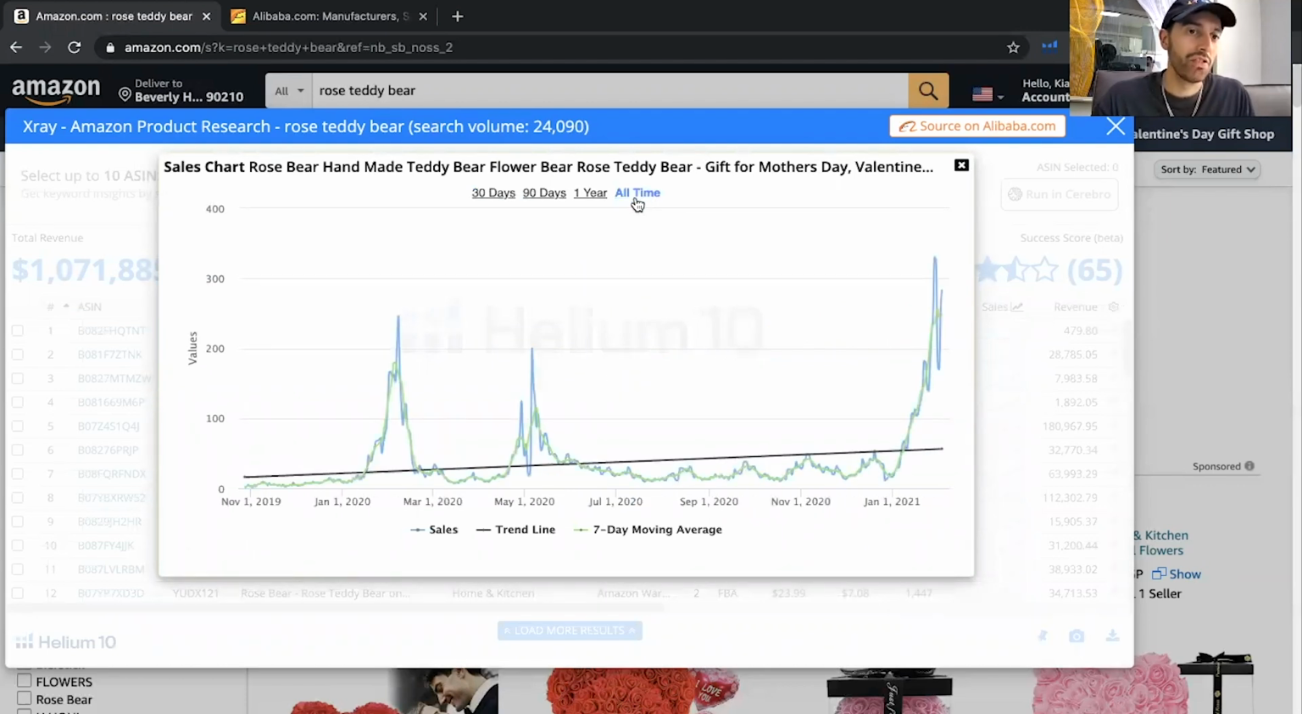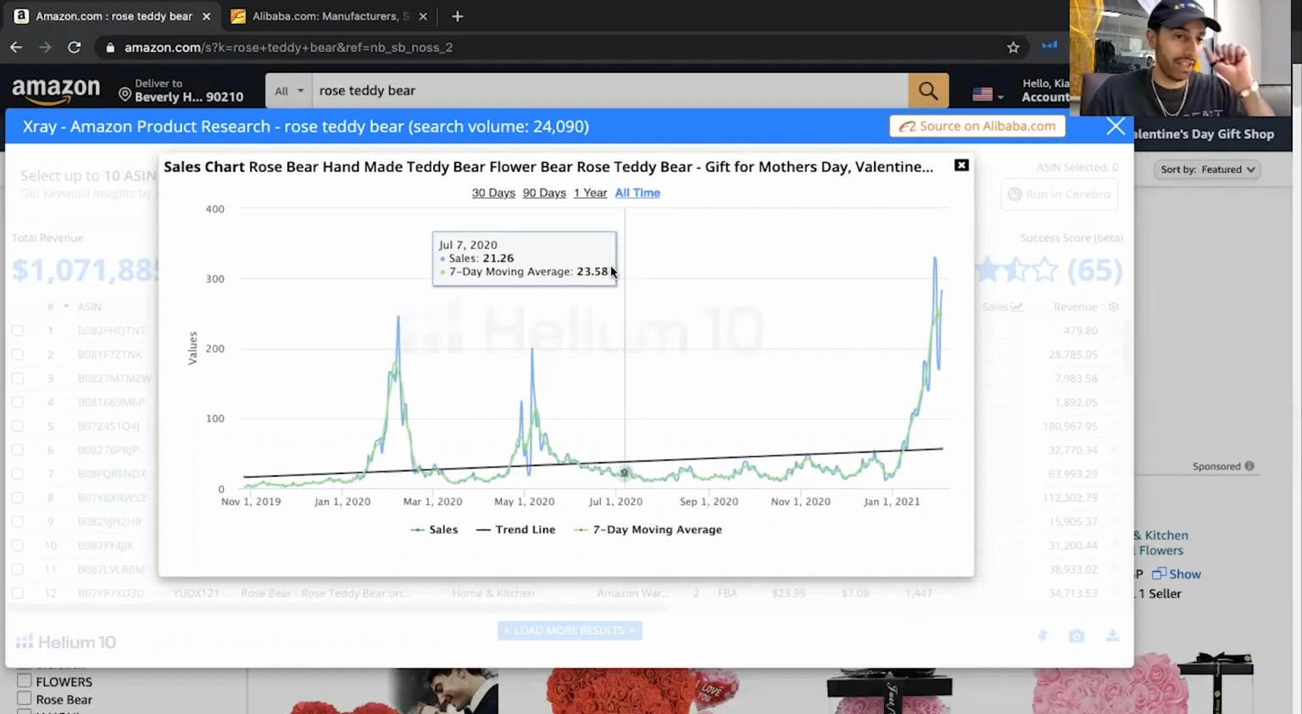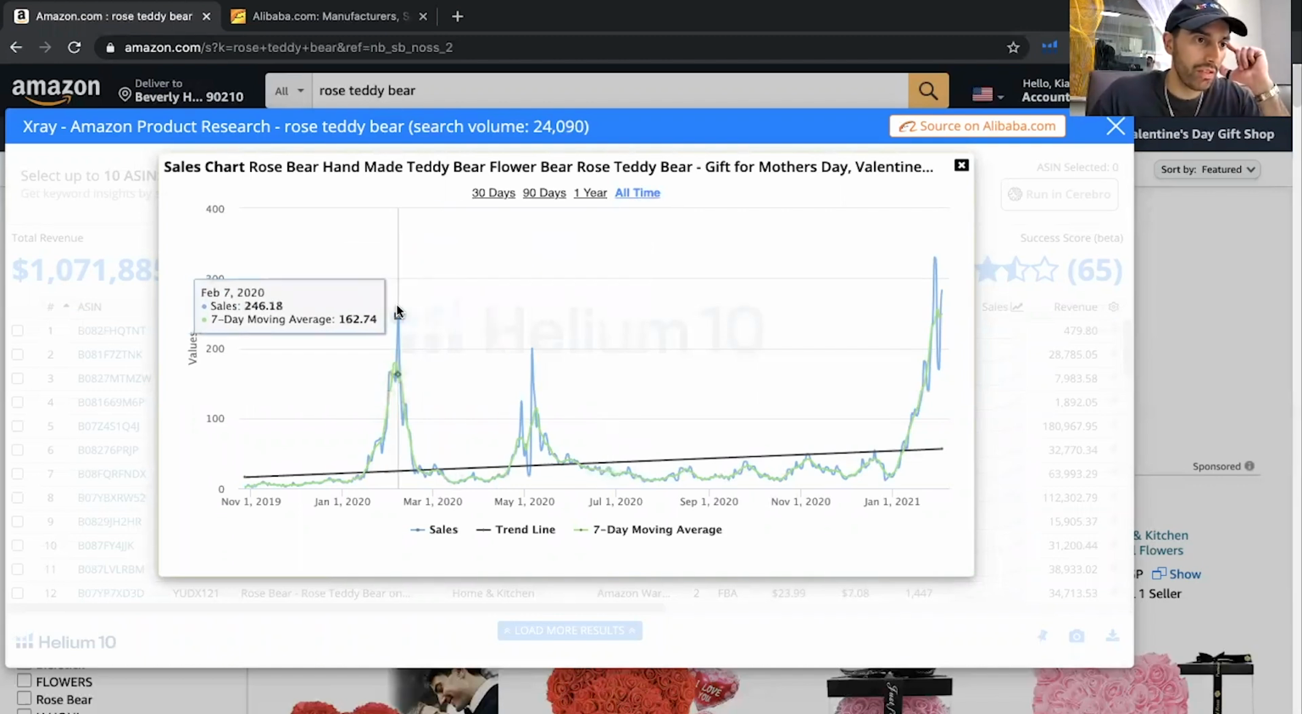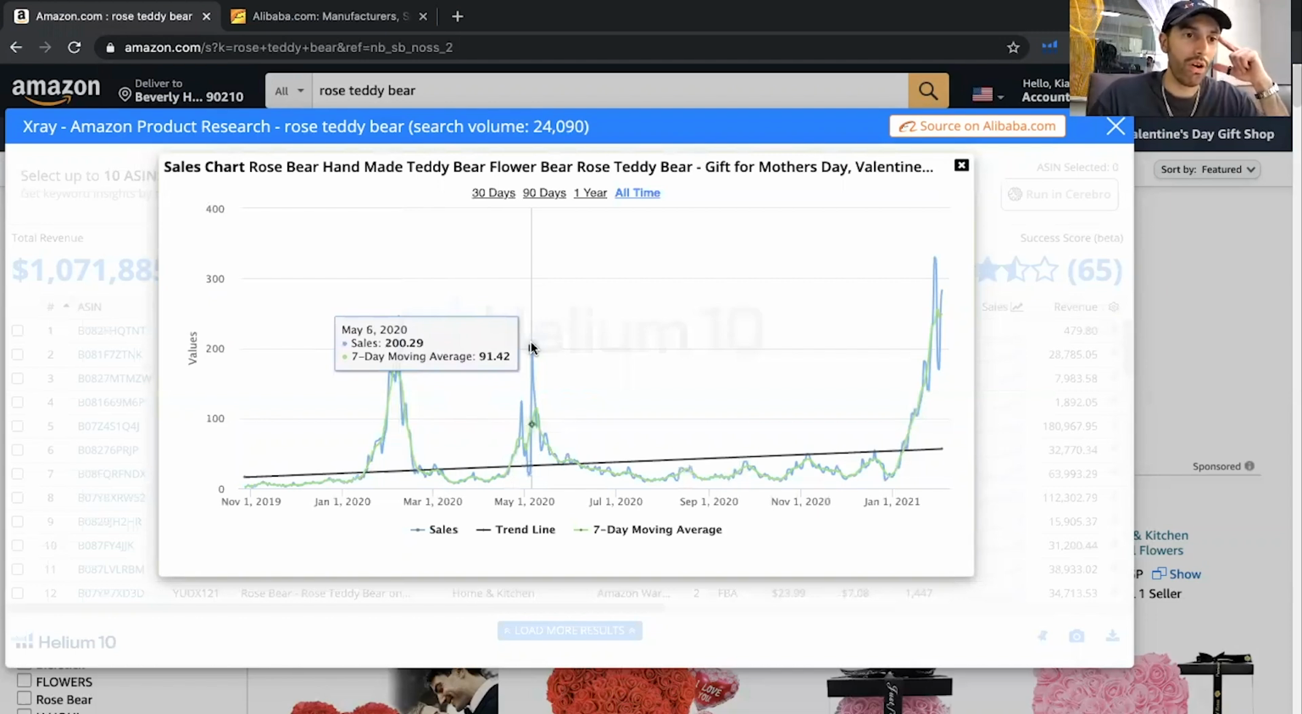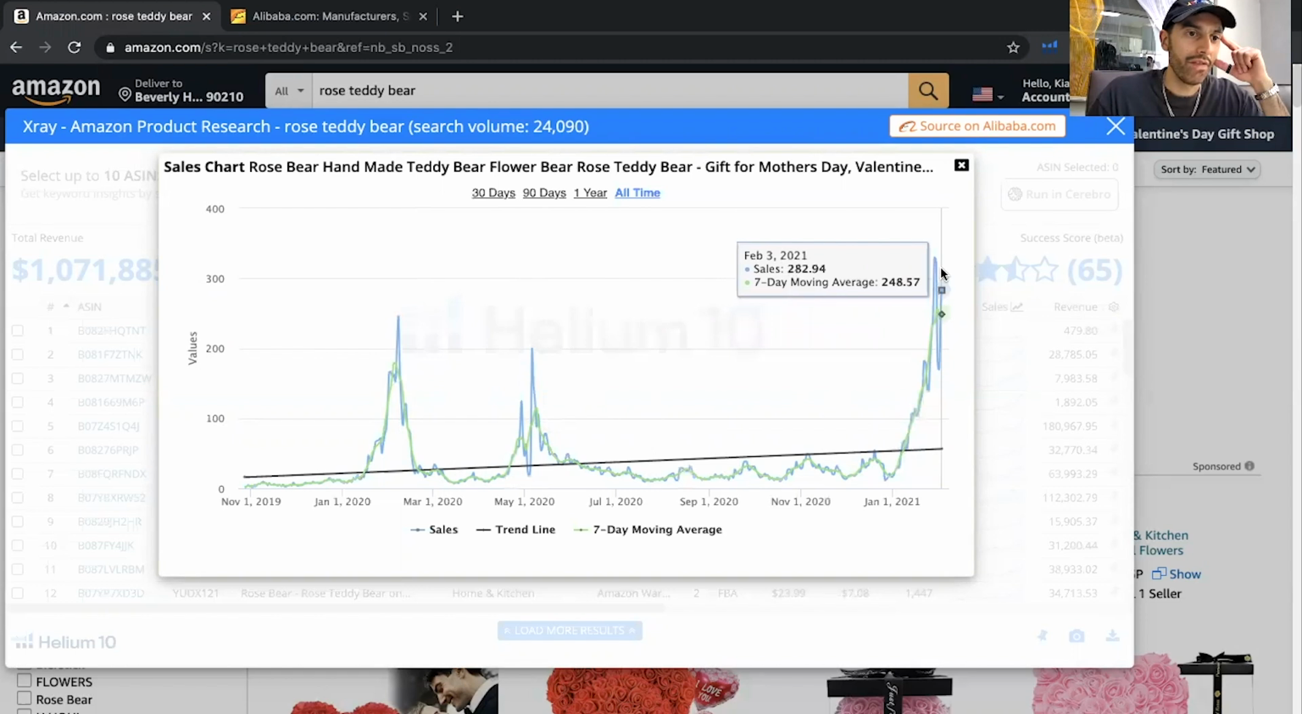So as I said, it's a seasonal product. It revolves around Valentine's Day. So they had a big sales spike February last year, and then they had a sales spike here in beginning of May. I'm not sure what would have caused that spike in May, and then they have another one in February again as we're getting closer to Valentine's Day.